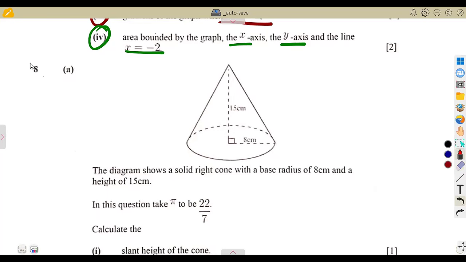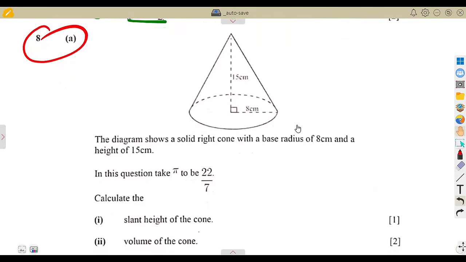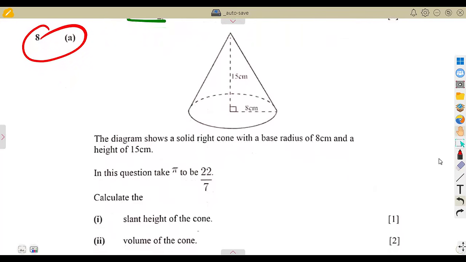All right. So then 8A, this is a mensuration of solid shapes. We are given the diagram shows a solid right cone with the base radius of 8 centimeters. So you've got the radius and also the perpendicular height of 15 centimeters. In this question, meaning every part of this question, take pi to be 22/7. Calculate the slant height of the cone. So this is the slant height of the cone.